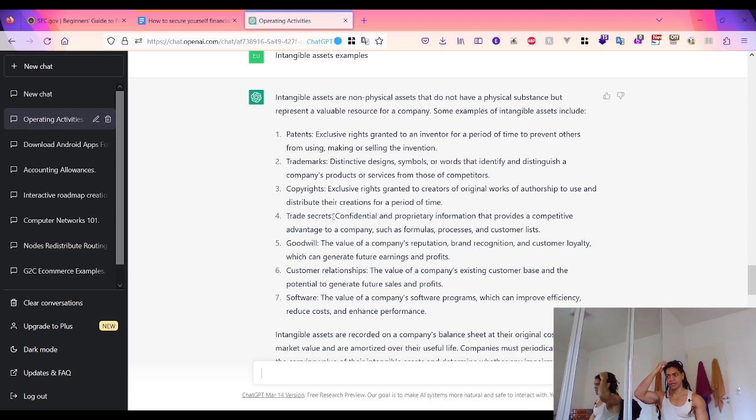confidential and proprietary information that provide a competitive advantage to a company, such as formula, process, or customer lists. Goodwill is the value of a company's reputation, brand recognition, and customer loyalty, which can generate future earnings and profits.